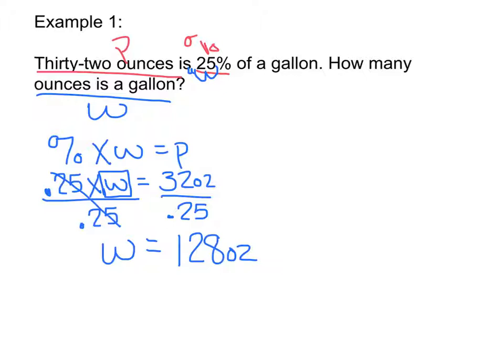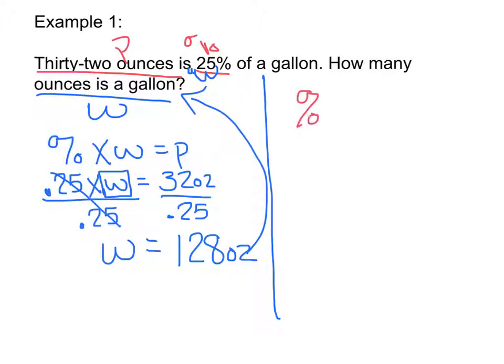Okay, what does that tell you? That tells you that there is 128 ounces in a gallon. We get that up here. Now, you can solve this same problem again using the same formula, but instead of using a decimal, let's use a fraction. Same formula, percent of a whole is equal to part of what we're looking for.